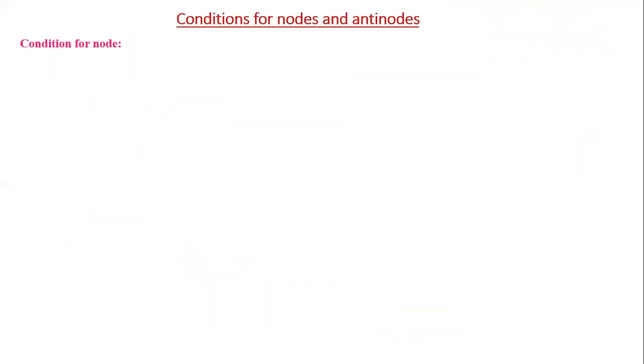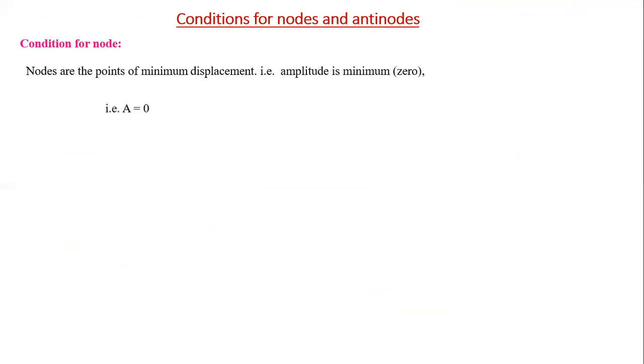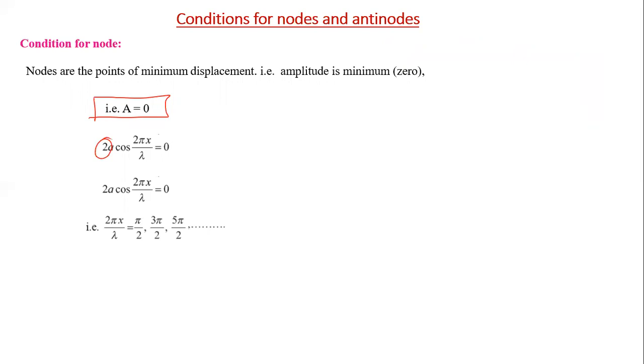Now here we can write the condition for a node. Node means the point where the amplitude is minimum. So minimum means here we can consider 0. So here we consider amplitude is 0. And we have the formula of amplitude, 2a cos of 2 pi x by lambda, the resultant amplitude. We substitute it equal to 0. Now we transfer this 2a to this side. So we get cos of 2 pi x by lambda is equal to 0.